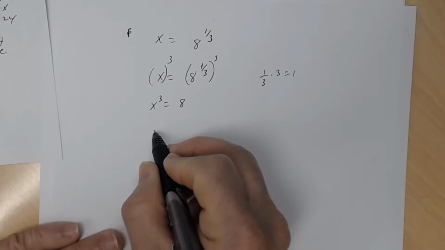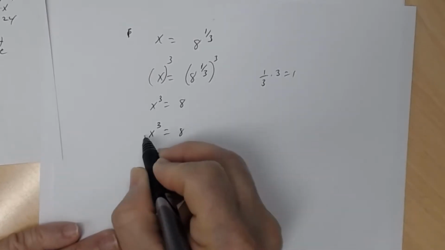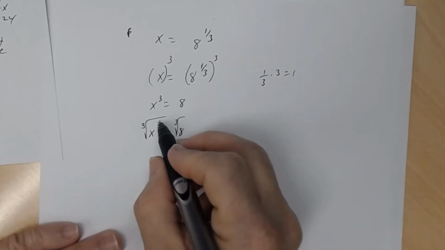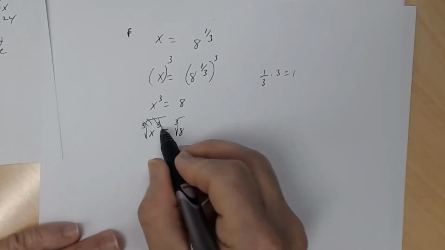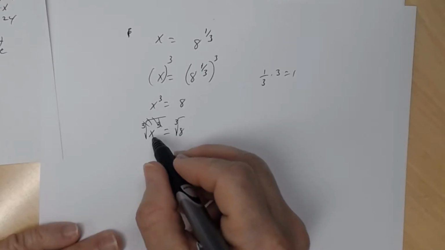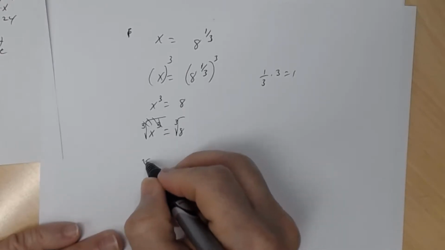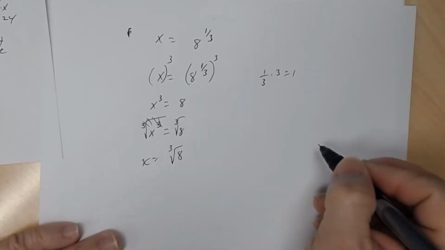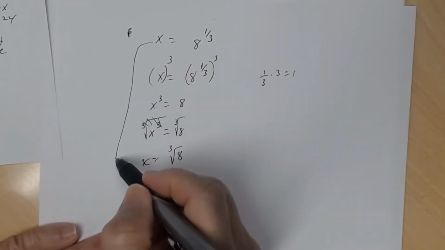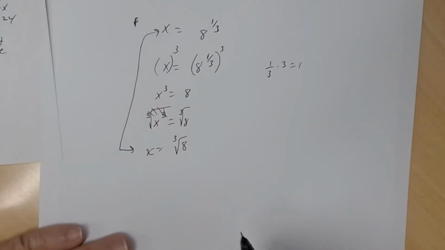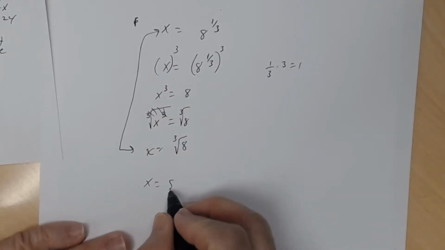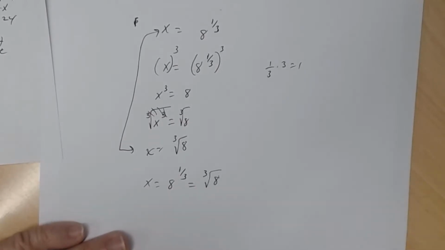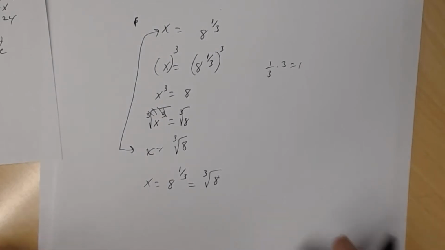So I'll rewrite this over. I get the cube root, and the cube and the cube root undo each other. They're inverses of each other. So you're left with just x, and I get x equals the cube root of 8. So x equals 8 to the 1/3, which also equals the cube root of 8. Okay, so this is what we know now.